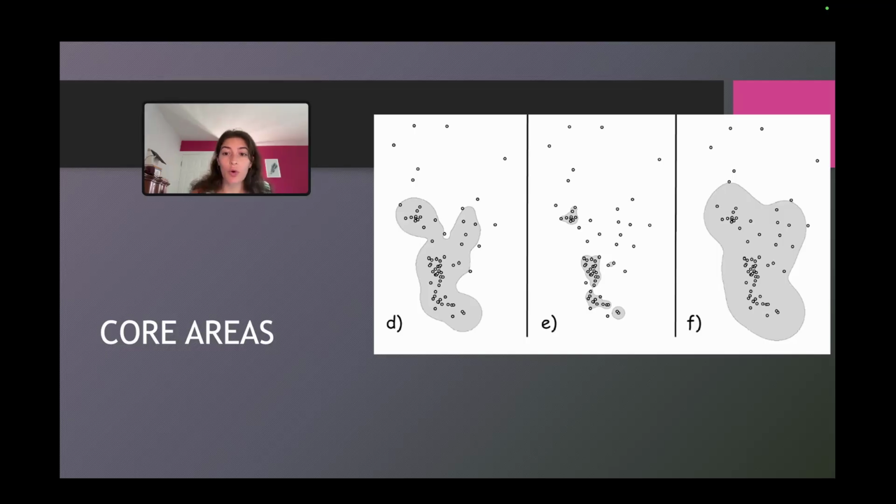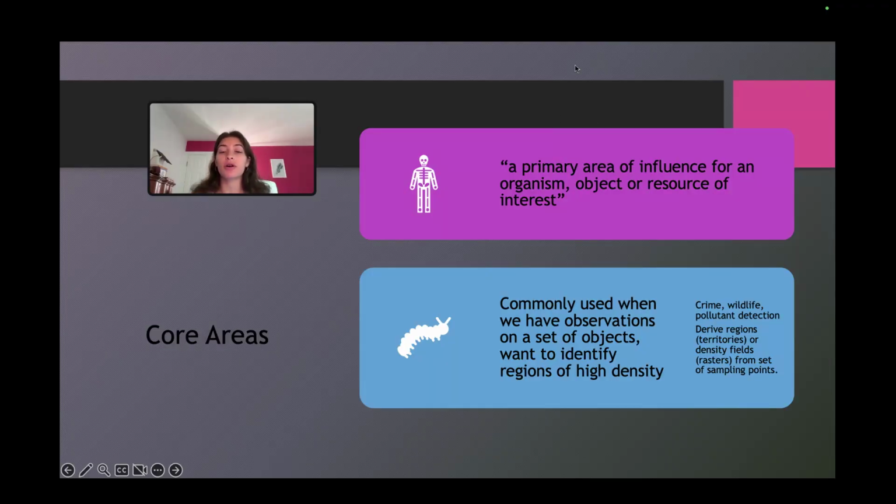So these here are some core areas that we've selected, D, E, and F. You can see how those radii around them, or I think that's the right word for it, radii, kind of vary across what we've selected as core areas. Core areas are defined as primary areas of influence for an organism, object, or resource of interest.